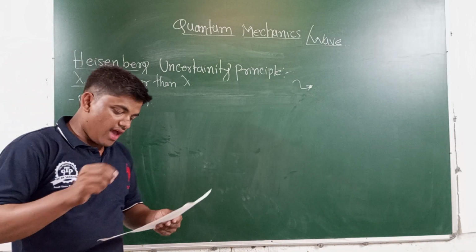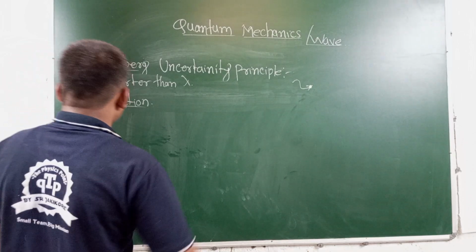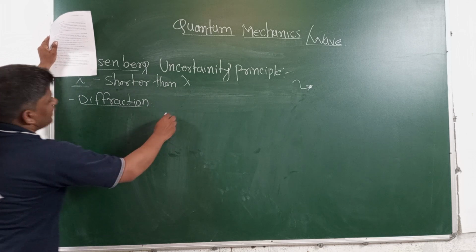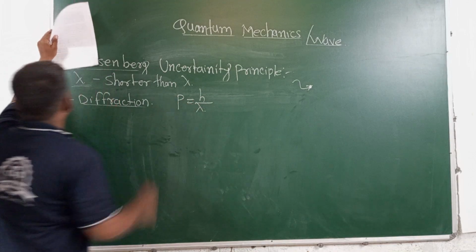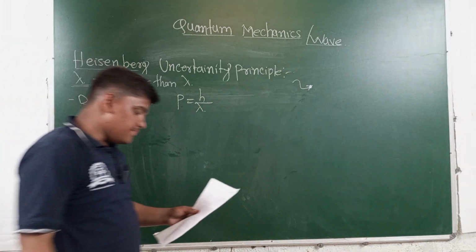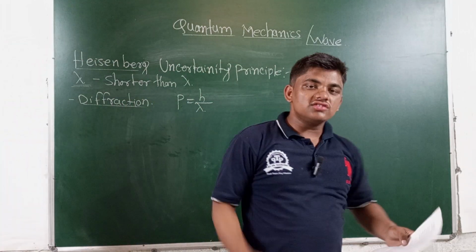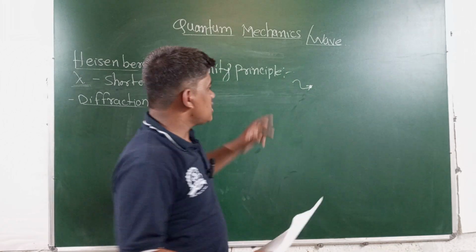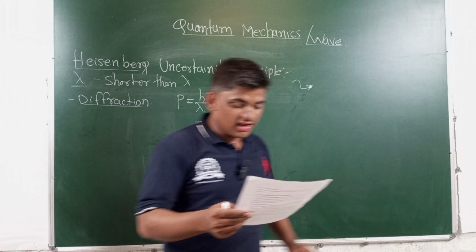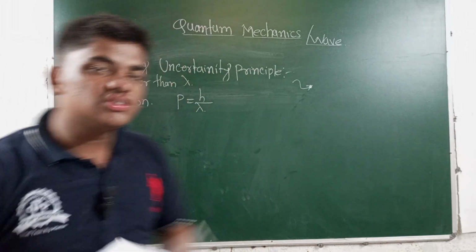The photon has a wavelength lambda and a momentum. If the wavelength is lambda, then the momentum is h upon lambda, where h is Planck's constant. When the photon collides with that particle, it transfers this much momentum.